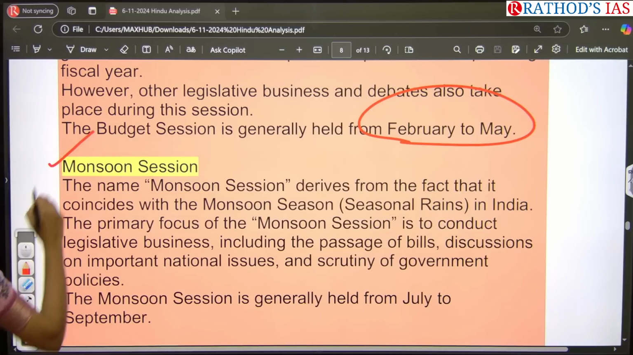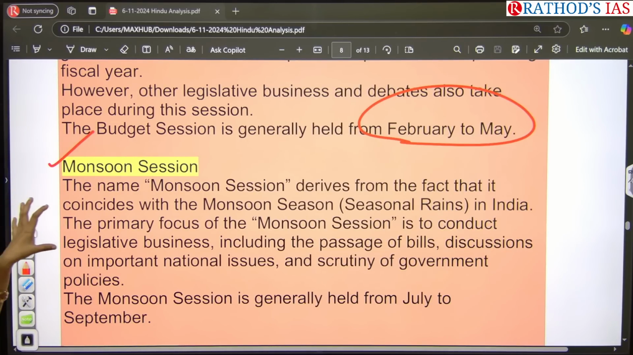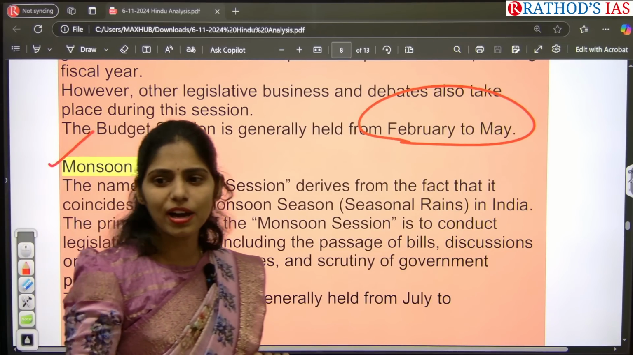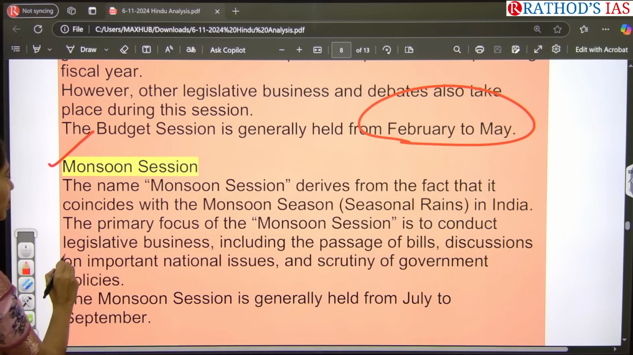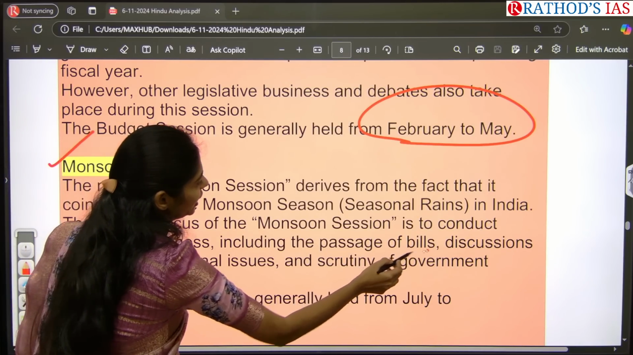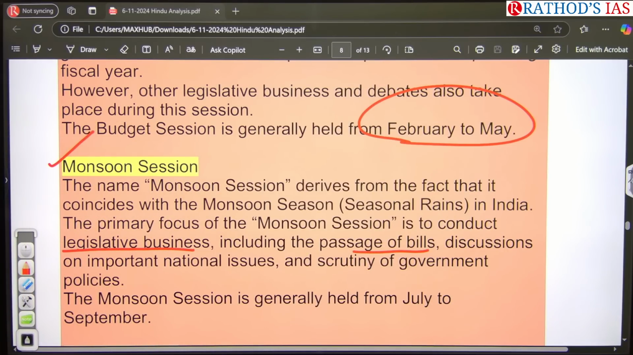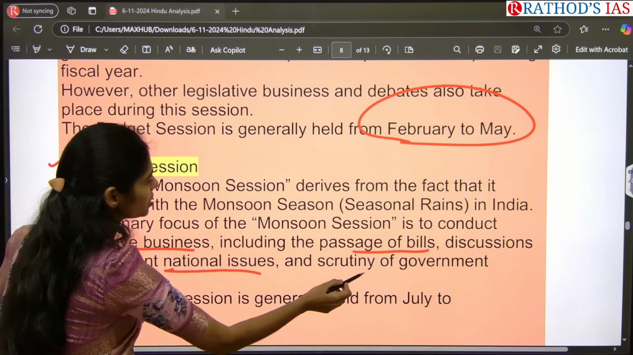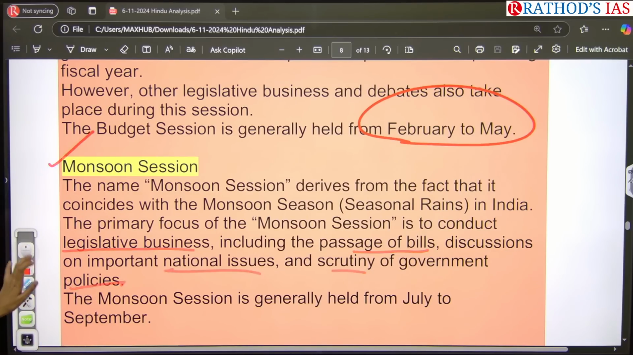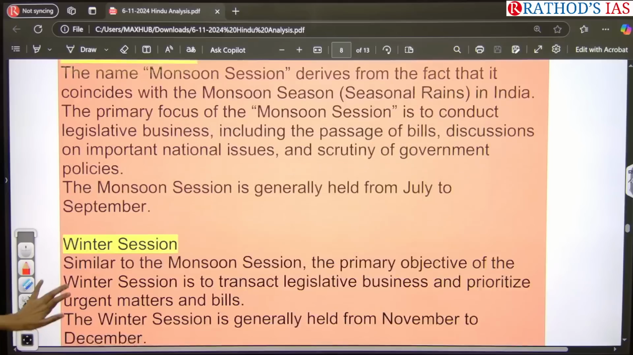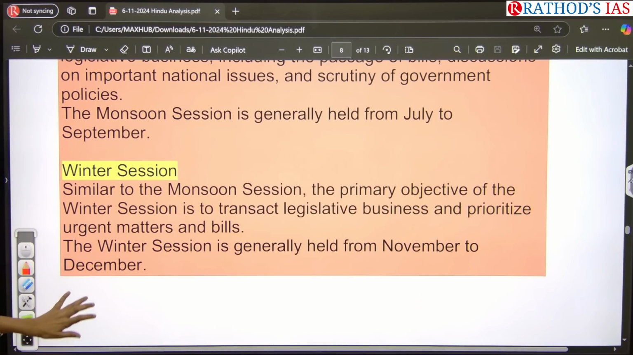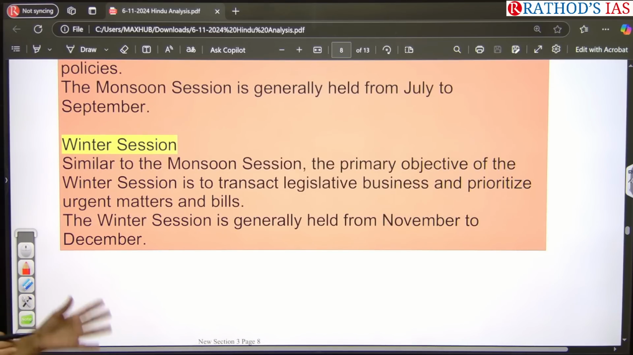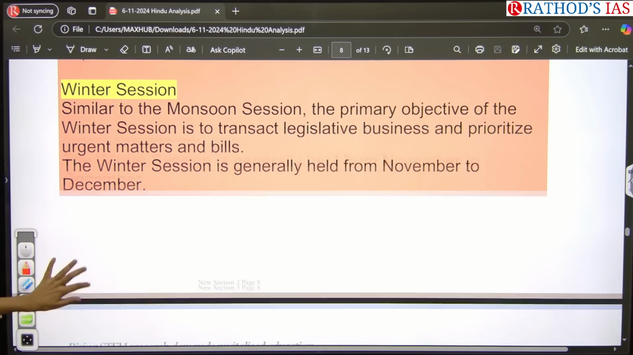And the next one is monsoon session. The name monsoon is related to our monsoon season, that is nothing but the rainy season. They focus especially on legislative business, the passage of important bills, discussions, national issues, or scrutiny of government policies, etc. Normally it starts from July to September. And winter session is a very short session of all these 3 sessions, and especially they will be prioritizing urgent matters and urgent bills only, normally November to December.